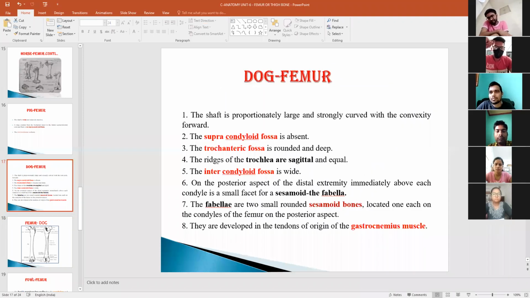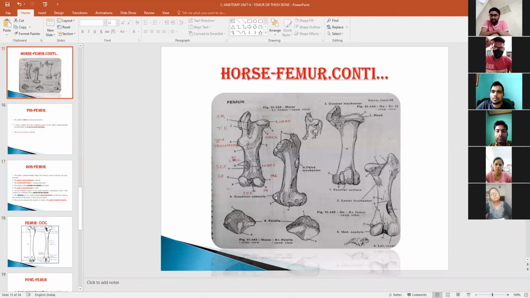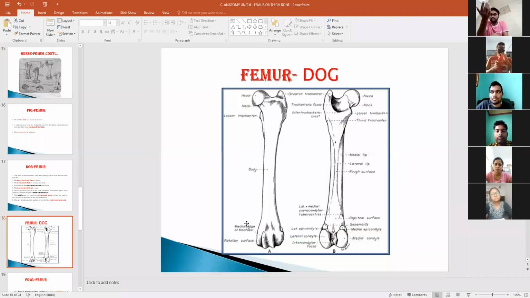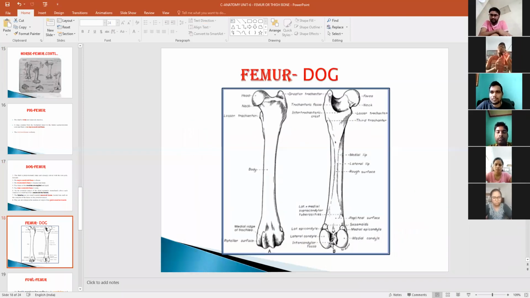Next point is that the ridge of the trochlea is slightly oblique. You see, the ridge of the trochlea is slightly oblique, but in the horse and the ox it is more oblique. This trochlea is more oblique in case of the horse and the ox, but here it is less oblique. Next point is that the intercondylar fossa is wide. You see this intercondylar fossa in comparison to the other animals, it is wide here.